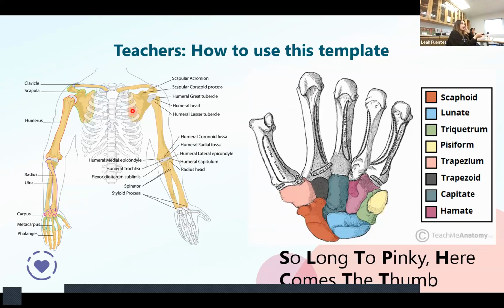So again, you start, and it's also on your cheat sheet, moving towards the pinky and then towards the thumb. So long to pinky, here comes the thumb. Please, on your exam, do not write that for your answers. This is what you need to write: the actual names of the bones. Now, if you want to write this on the side to help you remember, that's fine. But this acronym is not an answer. It has to be the bones themselves.